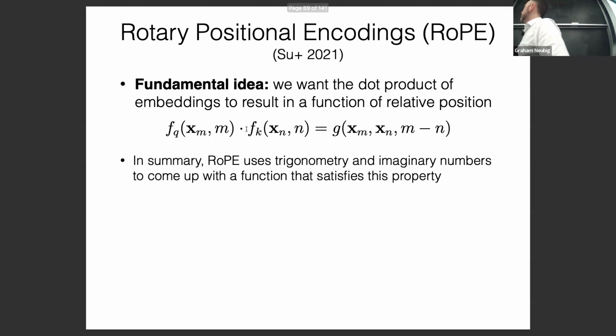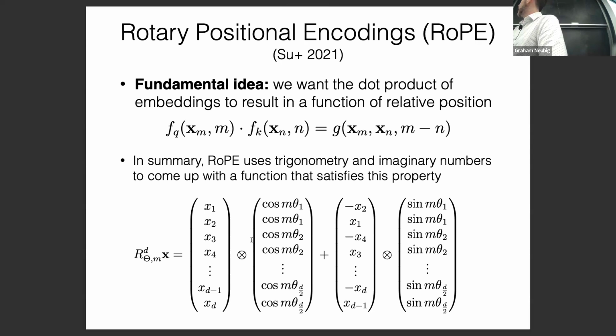So basically what they do is a lot of math that I'm not going to cover in a lot of detail here. But by using trigonometry and imaginary numbers, you can essentially come up with a thing where you have the query vectors and the key vectors, I believe. I might have that backwards. I'll have to check that.